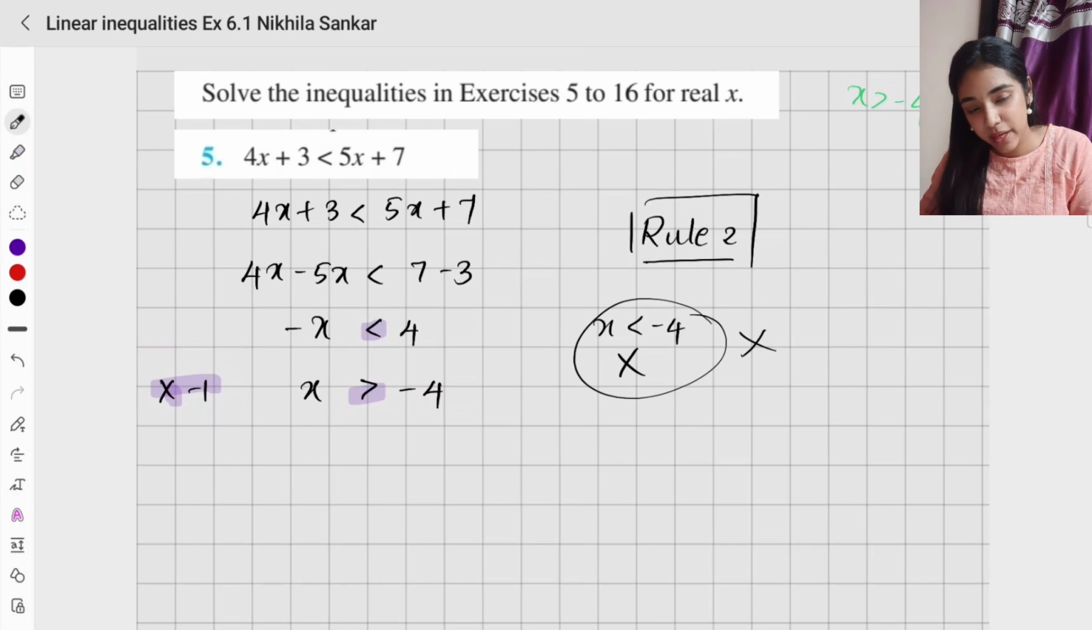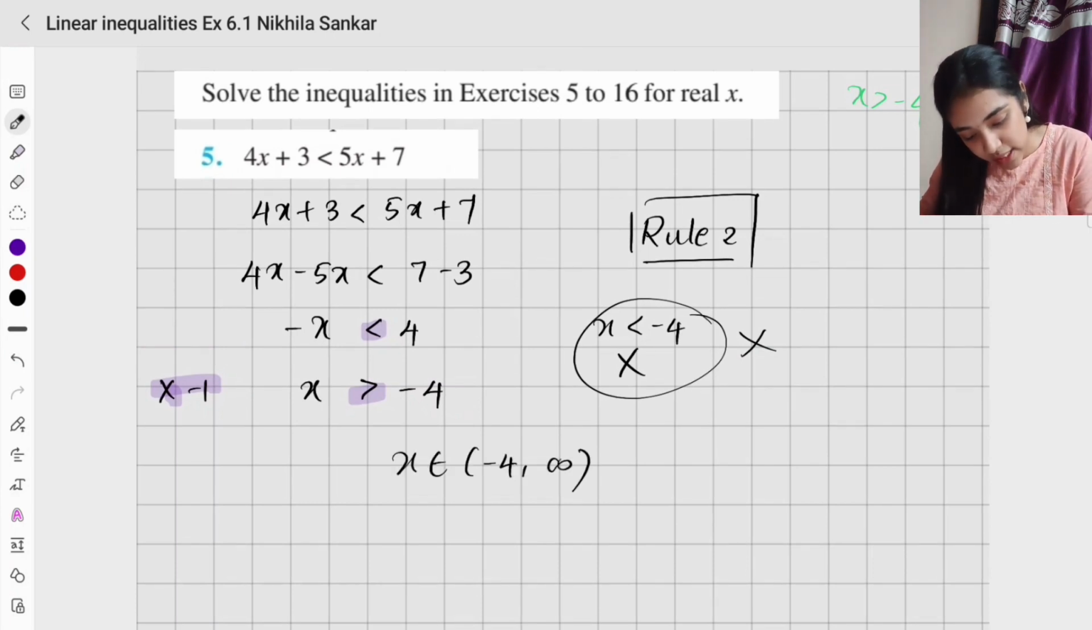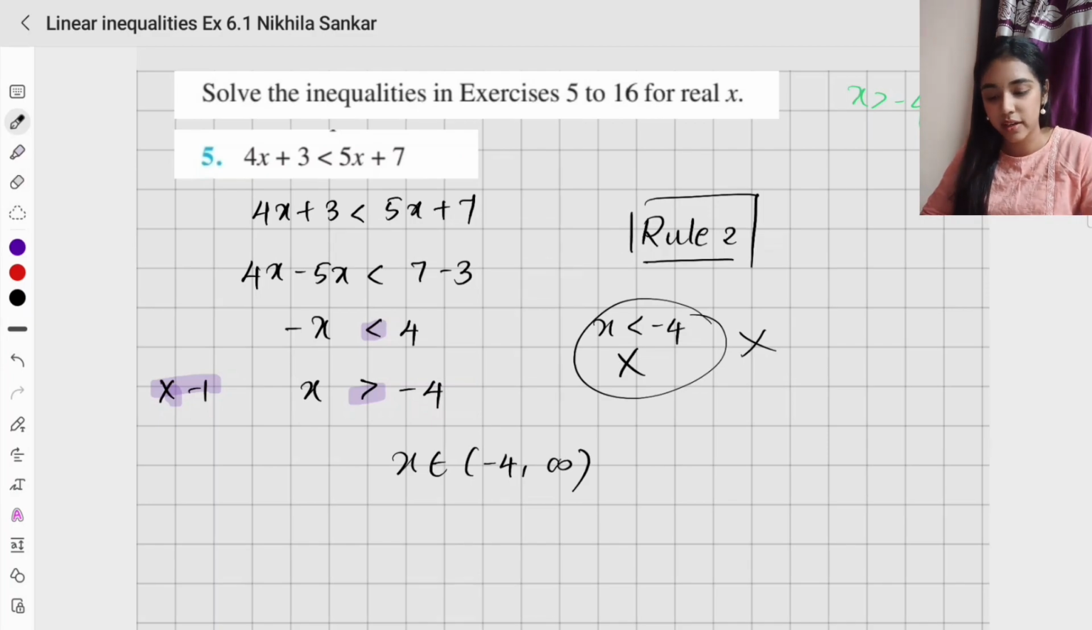So x is greater than minus 4. So what is going to be your range? x belongs to from minus 4 until infinity, not including minus 4. So circular bracket. Okay, please copy.